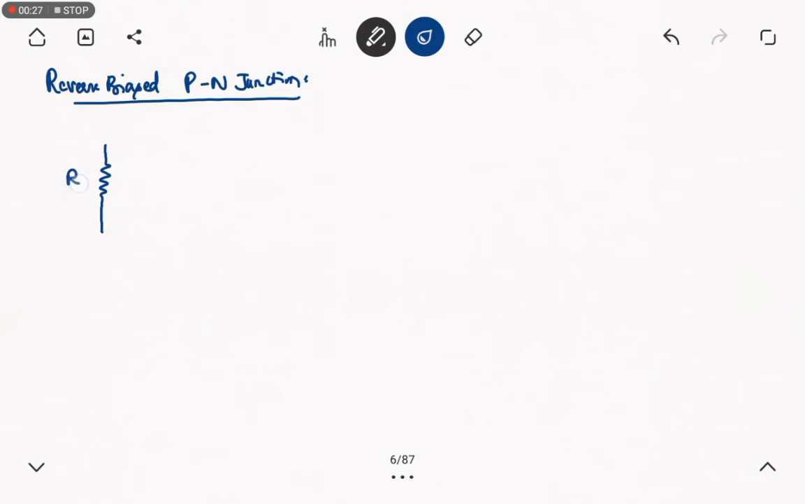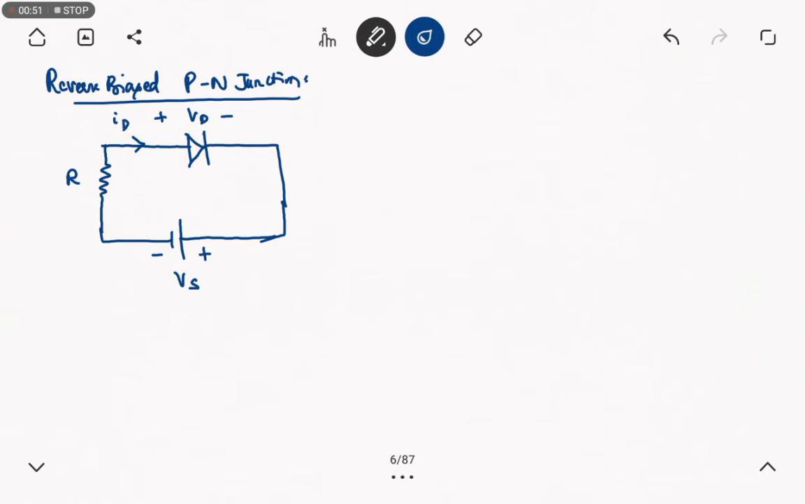Here it is the resistance and this is the diode. This is negative charge, this is positive charge. This is supply voltage Vs, this is diode voltage Vd, plus minus, and the current flowing through the diode is represented as small id. Under the reverse bias condition, the supply voltage will be equal to the diode voltage. Since it is reverse bias condition, we are representing this diode voltage with a negative sign.